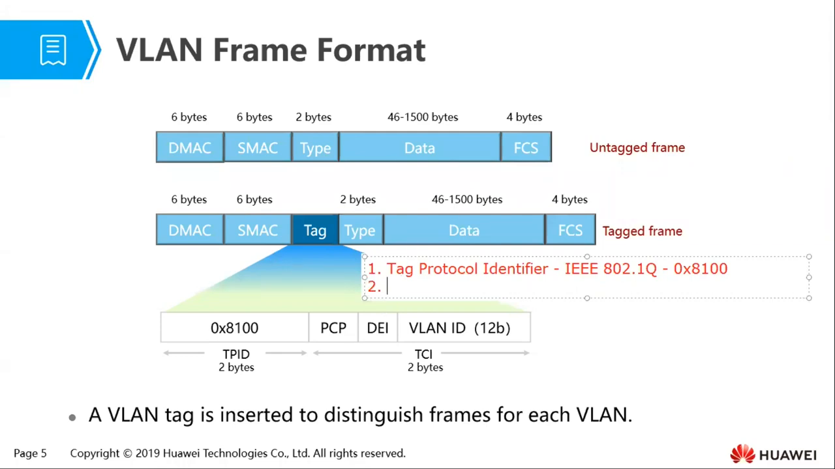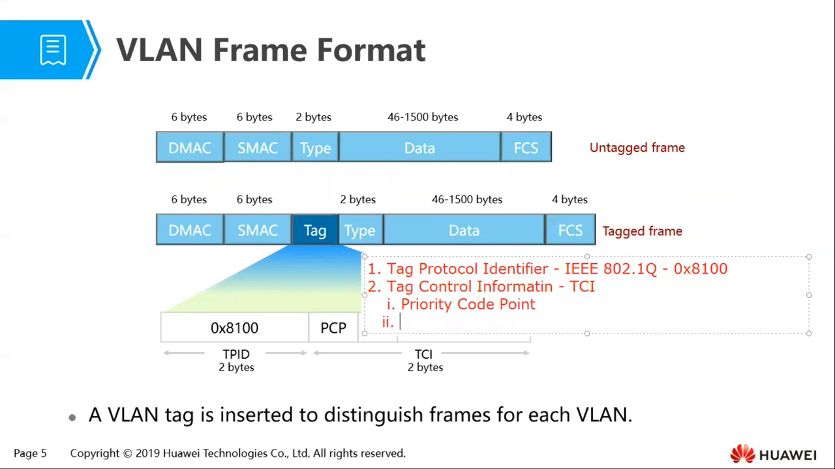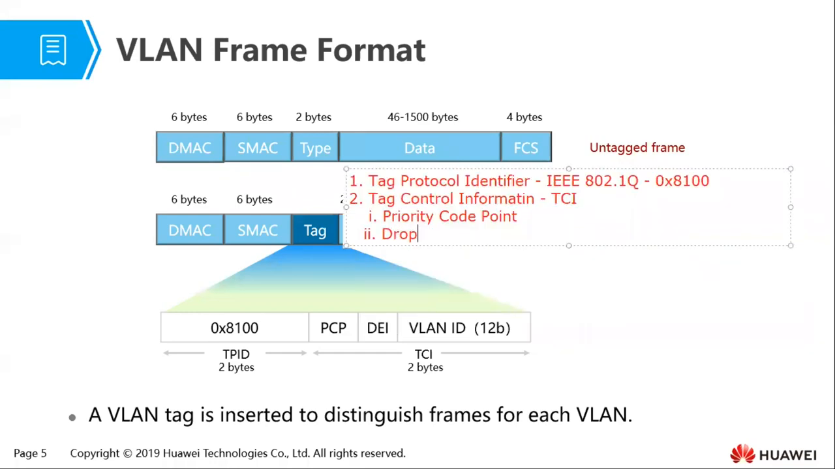Okay. Then the next part is called the tag control information. The tag control information carries the information that is used to identify the format of the tag. So this is the TCI. The TCI has three parts. The first one is called the priority code point. The second one is called the drop eligibility identifier. And the third part is what is used to identify that particular frame. It's called the VLAN ID.